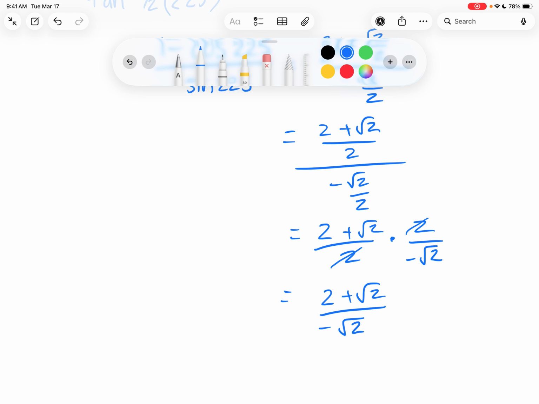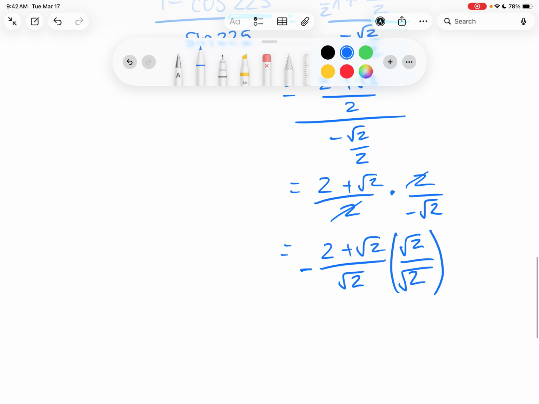So I just need to do the root 2. The negative, technically speaking, let me do it this way so it's not confusing. The negative is just going to be out front, basically. So I'm going to multiply top and bottom by root 2 because I've got to rationalize it because we can't have them on the bottom. So then on top, I'm going to keep my negative sign out front. I'm going to have 2 root 2.